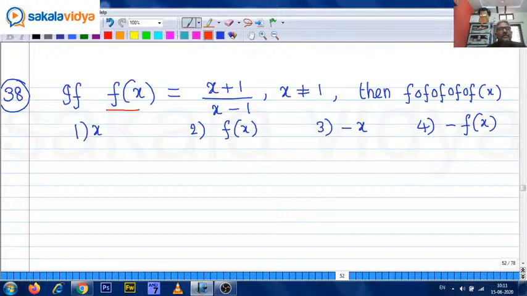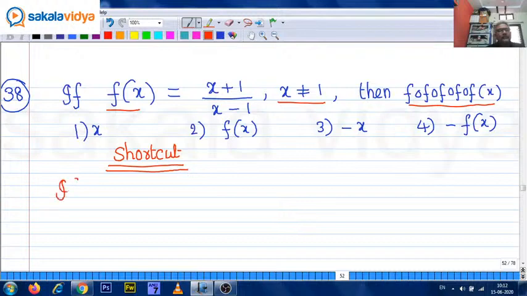See, f of x equals x plus 1 by x minus 1, where x does not equal 1. We need to find f circle f circle f circle f circle f of x. So actually we have one shortcut. Let me explain one shortcut. This will be very, very useful. Shortcut.